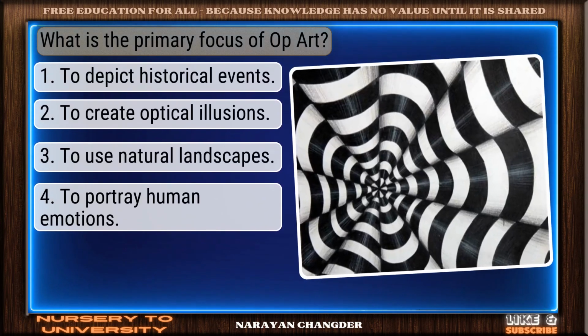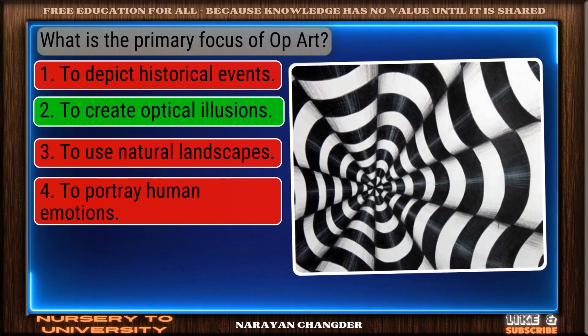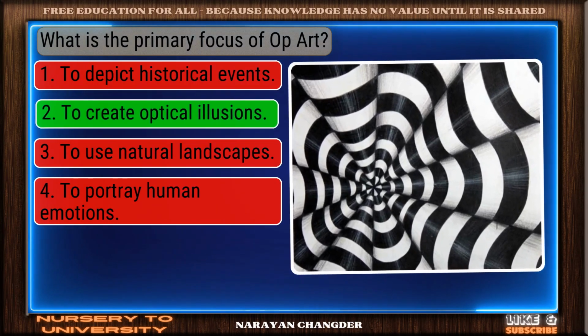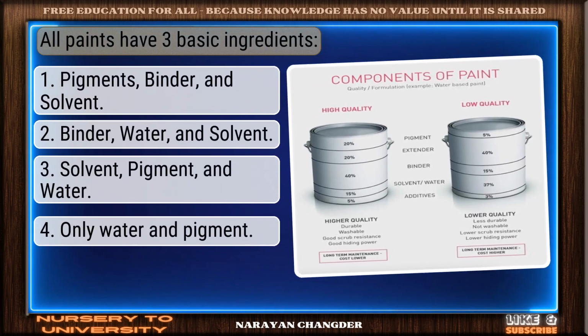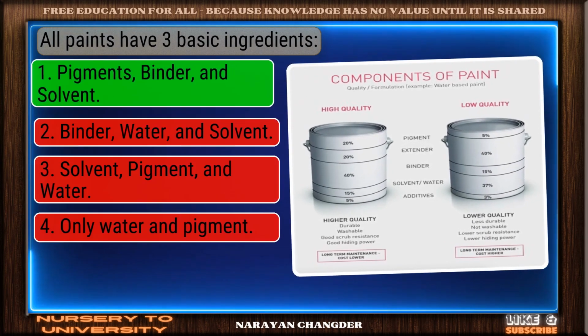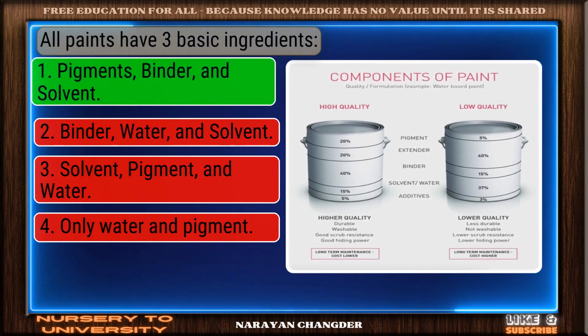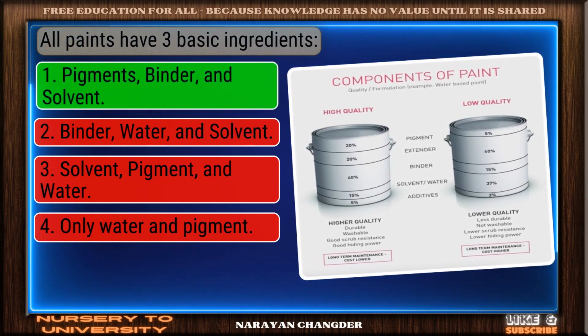What is the primary focus of op art? Solid response. To create optical illusions is a valid choice. All paints have 3 basic ingredients. Right choice. Pigments, binder, and solvent is the best answer.